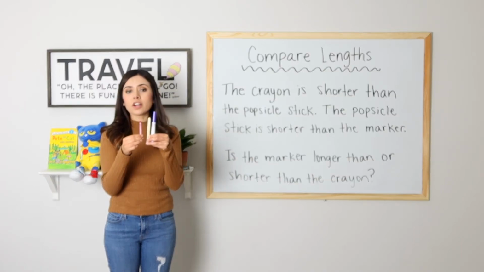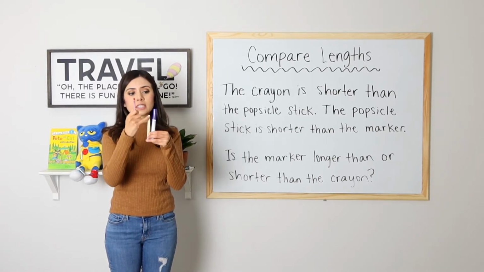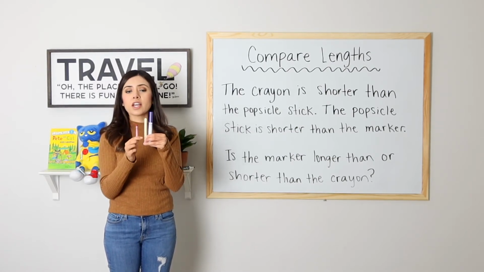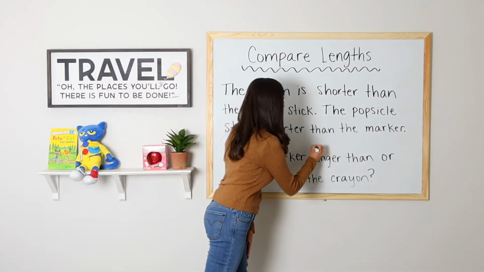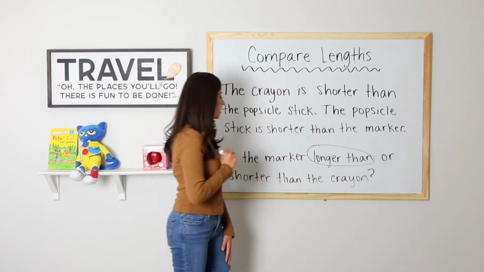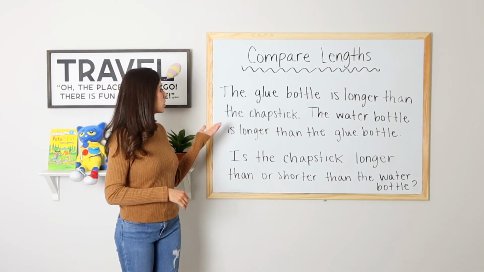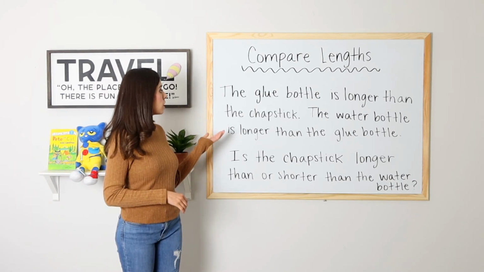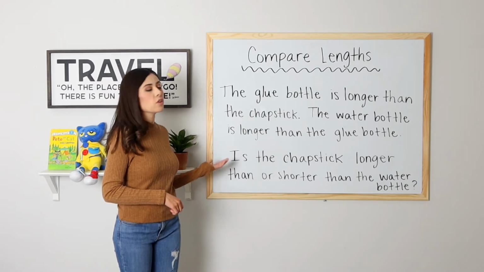If you said longer than, you are correct because there is a greater distance from end to end on the marker than there is on the crayon. The marker is longer than the crayon. This second example says, the glue bottle is longer than the chapstick. The water bottle is longer than the glue bottle. Is the chapstick longer than or shorter than the water bottle?